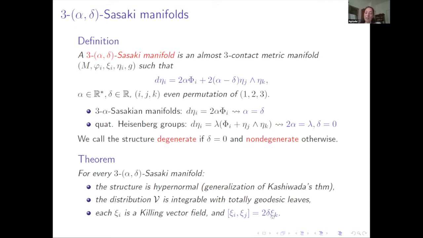And here you see why the vanishing of delta is a special condition, because it would then just mean that the three Killing vector fields, which are the Reeb vector fields, are actually commuting. Okay, so delta really catches additional geometry. And in the Sasaki case, this is just not the case, right? They're not commuting. You have twice K here.